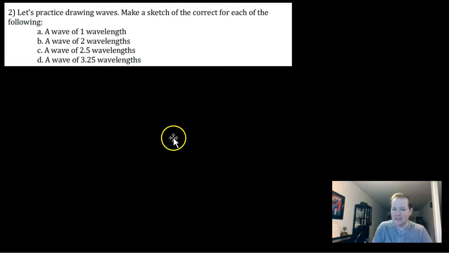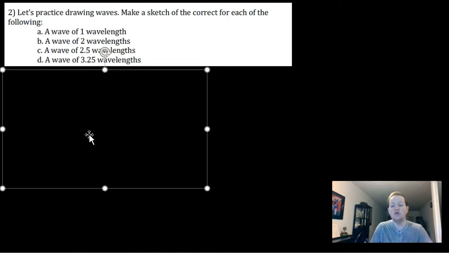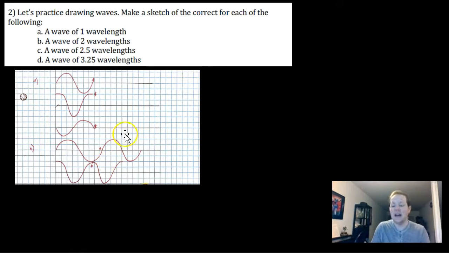Problem number 2. I actually already made the diagrams. I'm going to delete some black boxes in a second, but we're practicing drawing waves, and on these diagrams, it's okay if you hit pause. I wanted to show that there are several ways to draw these diagrams.